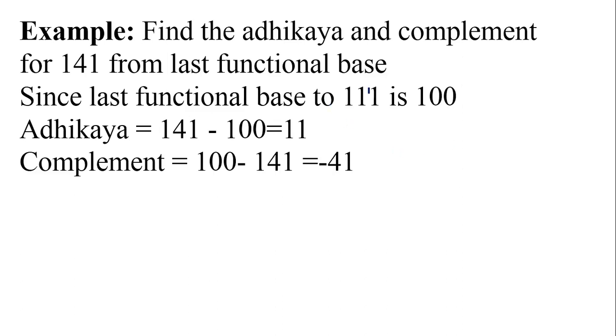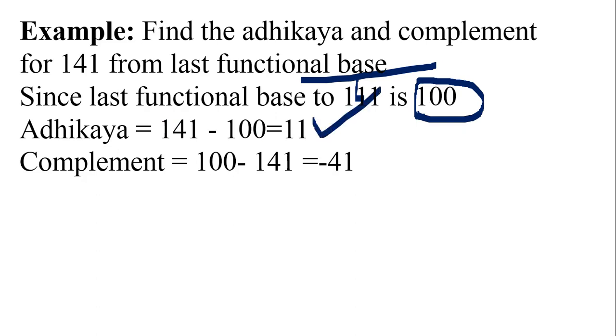I will give you one more example here. Here also I mentioned 111, so make it 141. So guys, one more example. Find the adhikya and complement for 141 from last functional base. Once again you have to focus on functional base. Functional base is 100 because it is 141. So adhikya is number minus base: 141 minus 100, and your answer will be 11.